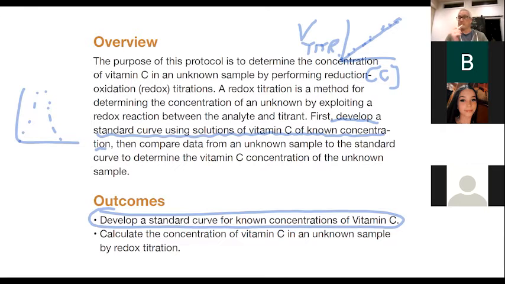And that's what we're going to show next. So that way, when we have something that's unknown, we'll take that volume of titrant and we'll say, I don't know what my concentration is, but I do know that my volume is this. That's how much volume it took to titrate it. So all I have to do is go across to the line and then go down. That will tell me what my concentration is. Okay?